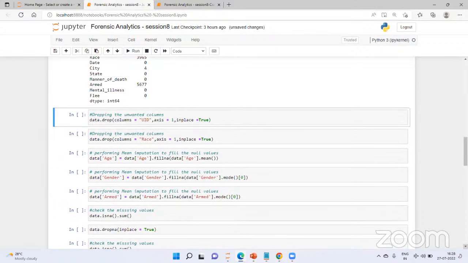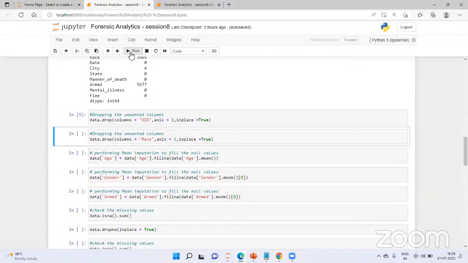Next, now dropping the unwanted columns. UID, I'm thinking, is not relevant for our analysis, so I can just drop it. Another unwanted column, race also, maybe it is not needed. You can drop it. And perform mean imputation.